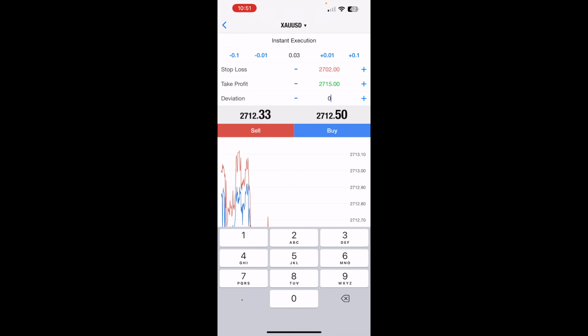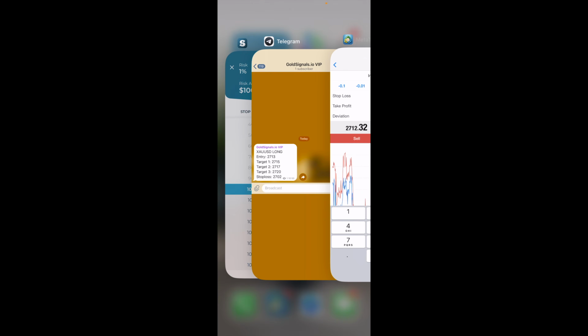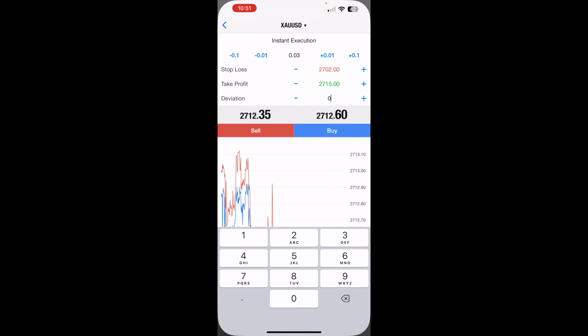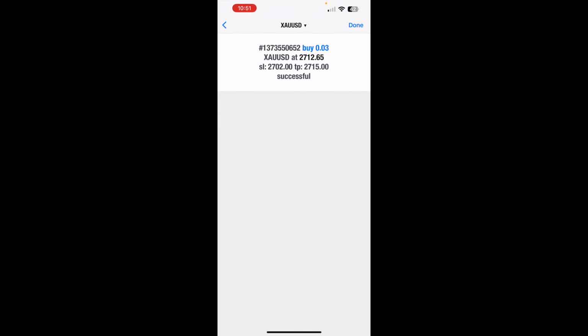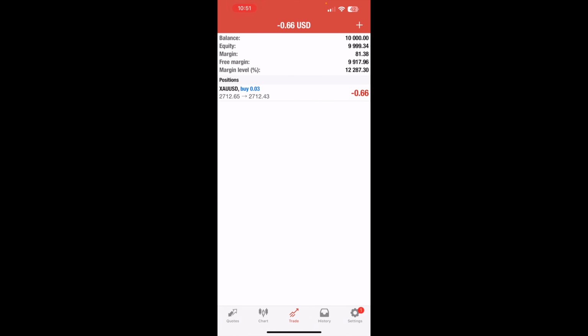And we're going to go ahead now and find the direction, which is long, and that means buy. So we're going to click buy. That's our first trade done. As you can see, we are now entered into the market.